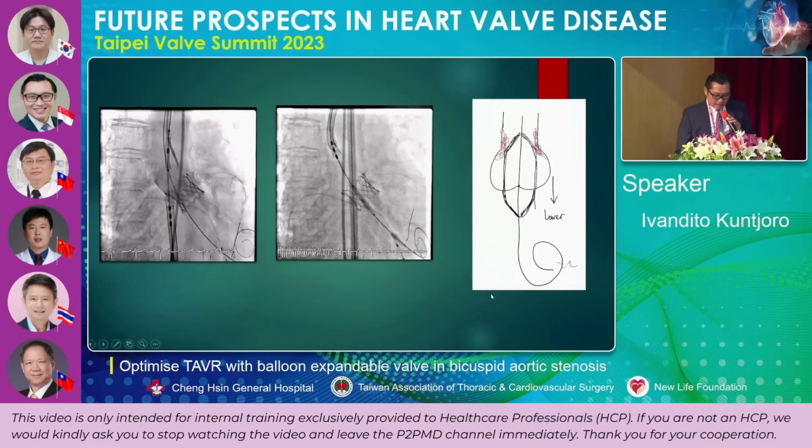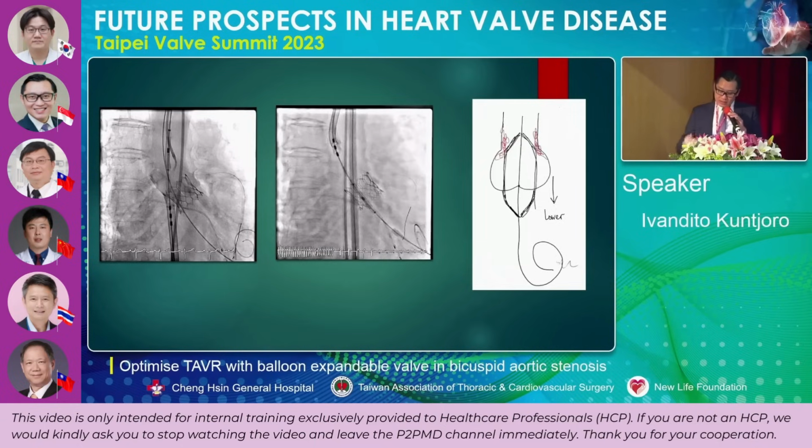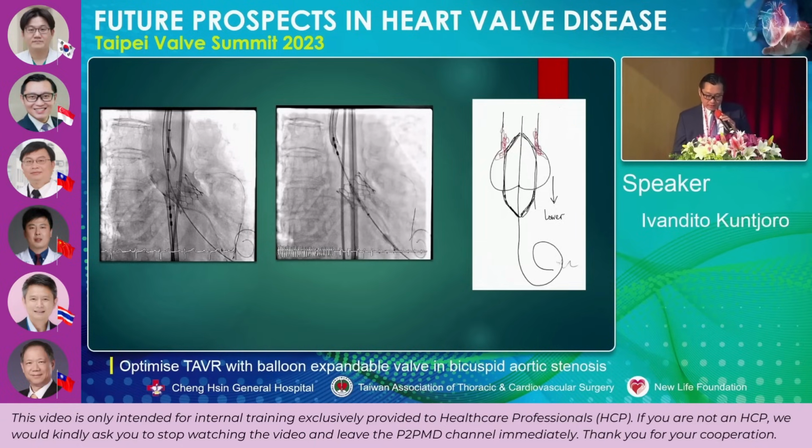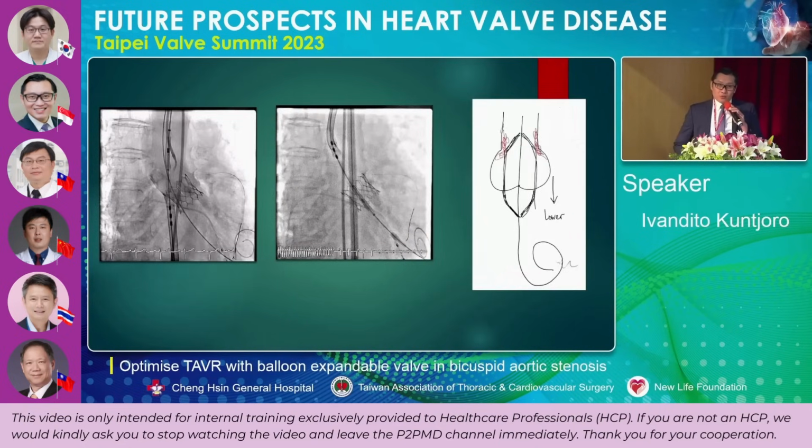This is one of the cases that we did. In the first deployment, you can see we intentionally undersized the valve. There's a little bit of waist that you can see here. And then you can see the post-ballooning. We put the balloon definitely lower because this patient has STJ calcification. Around the STJ, you can see that only the shoulder part of the balloon is touching the STJ, which is somewhat safer.